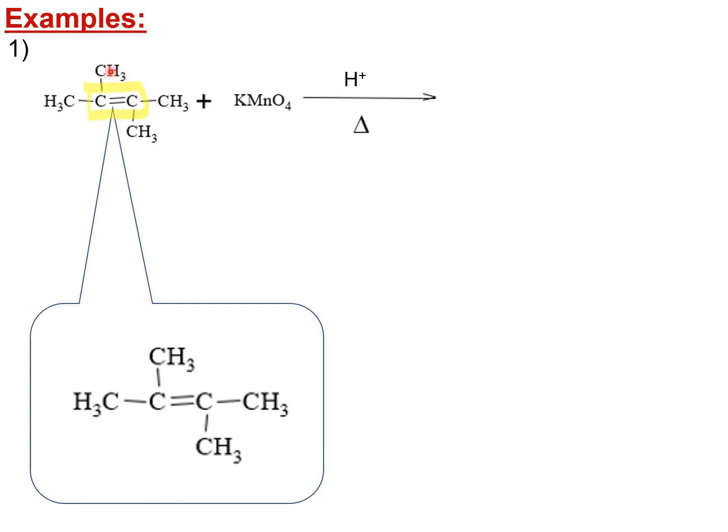Dia ada 1, 2, 3, 4 alkyl groups around this carbon-carbon double bond. So that's why it is called as tetra substituted alkene. Okay, and then bila you nampak je dia buat dengan reagent KMnO4, H+, condition heat, bermaksud dia akan buat oxidative cleavage. Okay, oxidative cleavage tu apa?